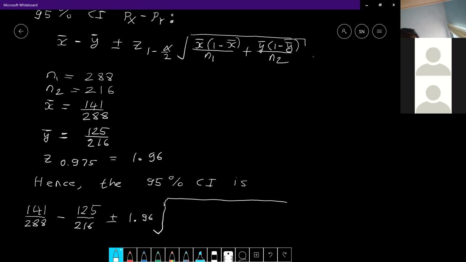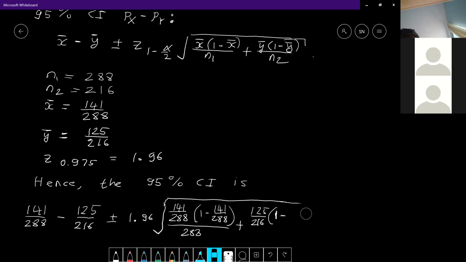x bar, which is 141 divided by 288, times 1 minus that, divided by n1, which is 288, plus y bar, which is 125 divided by 216, times 1 minus that, divided by 216. Excuse me, my writing is getting worse all the time. All right, so this is the 95% CI.